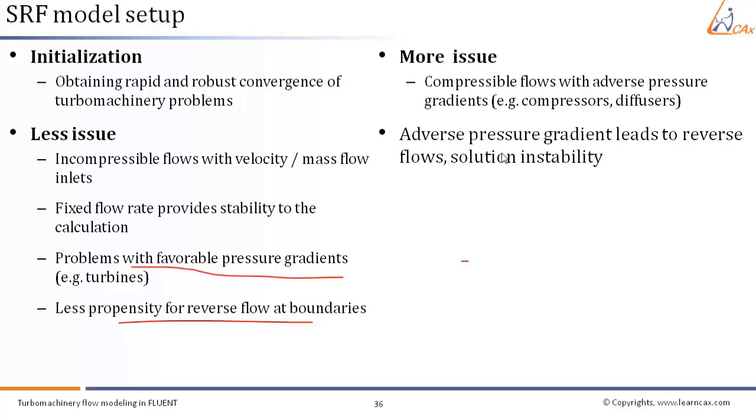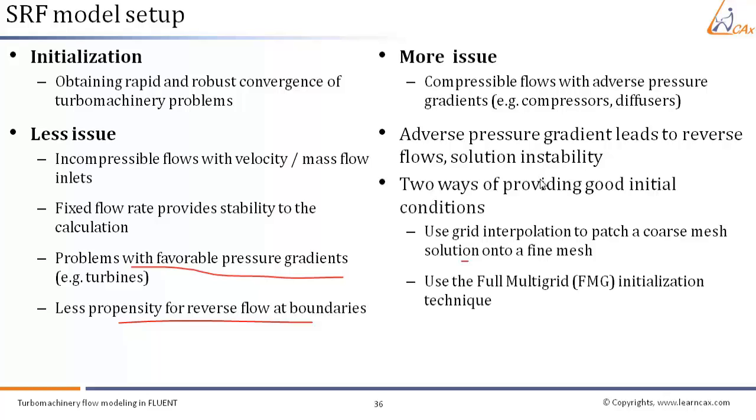Adverse pressure gradient leads to reverse flow. Whenever there is adverse pressure gradient, we have reverse flow and there is simulation instability. There are two ways of providing good initial conditions. In case of a single moving reference frame problem, we can use grid interpolation to patch a coarse mesh solution onto a finer mesh, and we can also use the full multi-grid initialization, which is known as the FMG initialization technique.